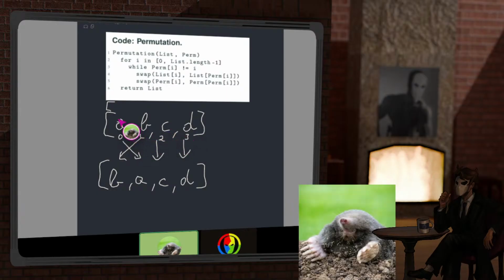For example, we want the value A to go to the place number 1. So we are going to give it a 1. The B is going to go to 0, so we give it a 0. The C stays where it is, and the D stays where it is.